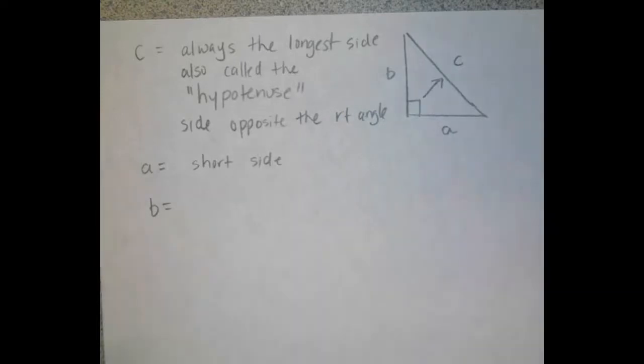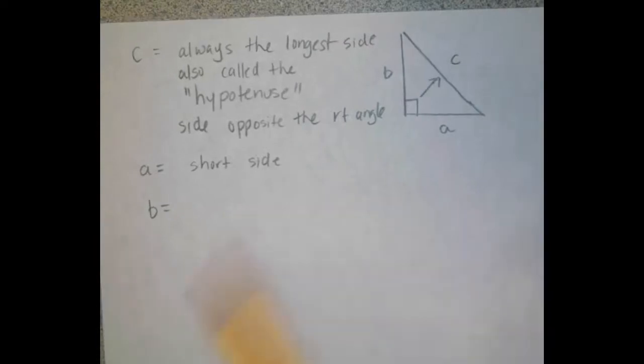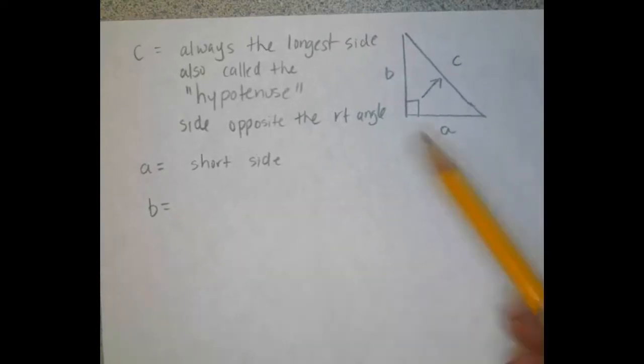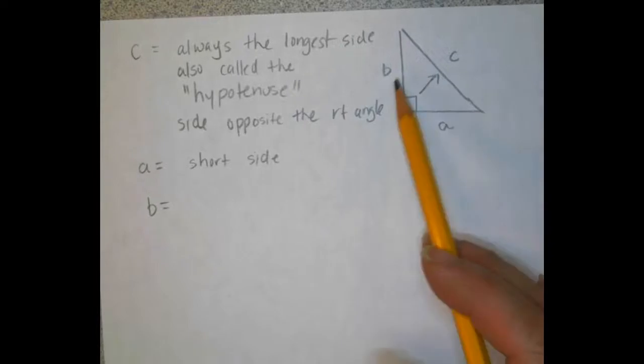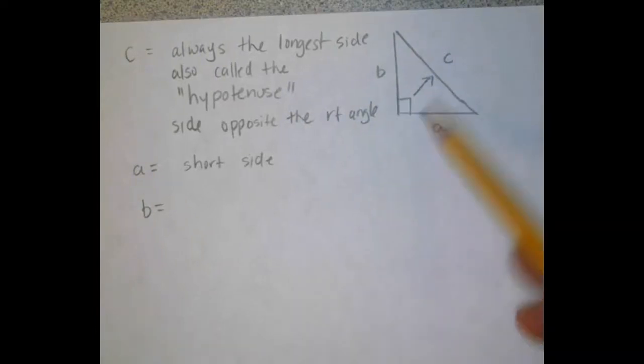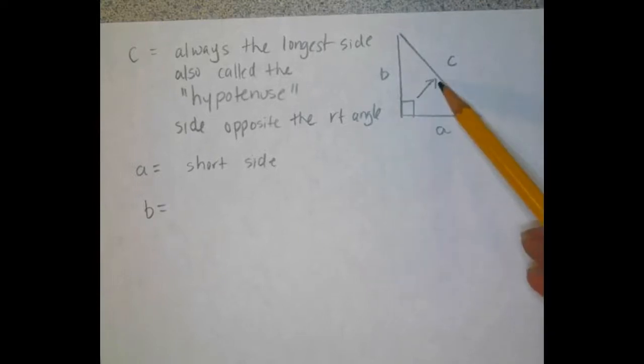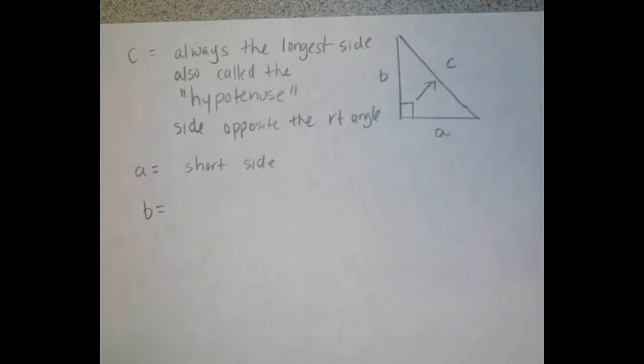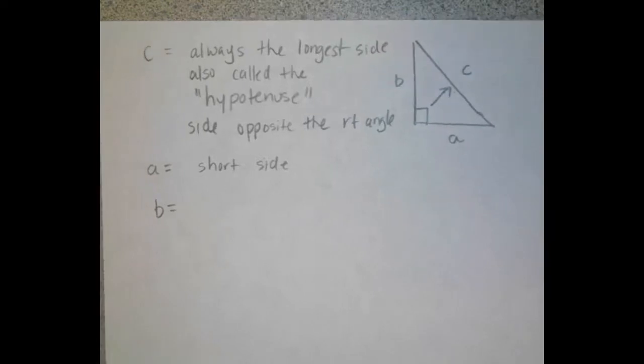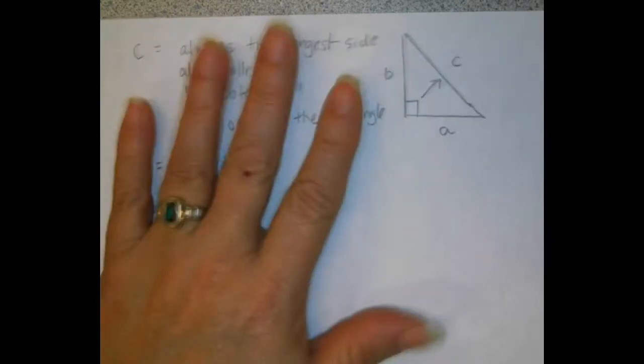Okay, so A and B, it doesn't really matter which is which. It's just for me, I like to label side A the short side, and then the next one is side B. This diagonal one, the one that's opposite of my right triangle, and it's always going to be the long one, is side C. So that's the only one that really has to be the certain one all the time. You guys got that written down? Yes? Does anybody need more time? Okay, we'll wait.